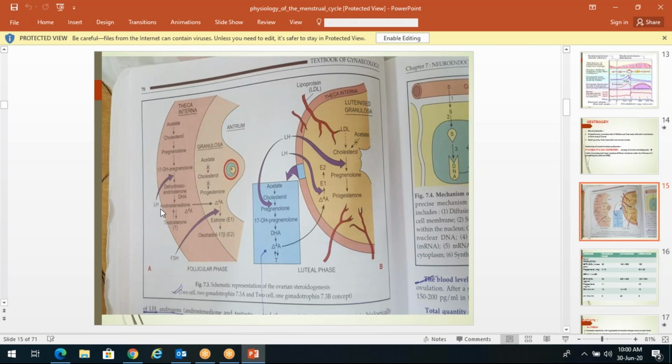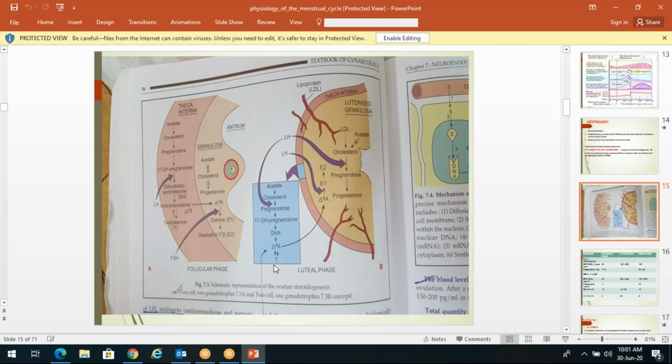And these androgens percolate into the adjacent granulosa cells. Here, the FSH converts these androgens into estrogens. What are the estrogens? They are estrone and estradiol. These are the estrogens. So this is the two-cell, two-gonadotropin theory.